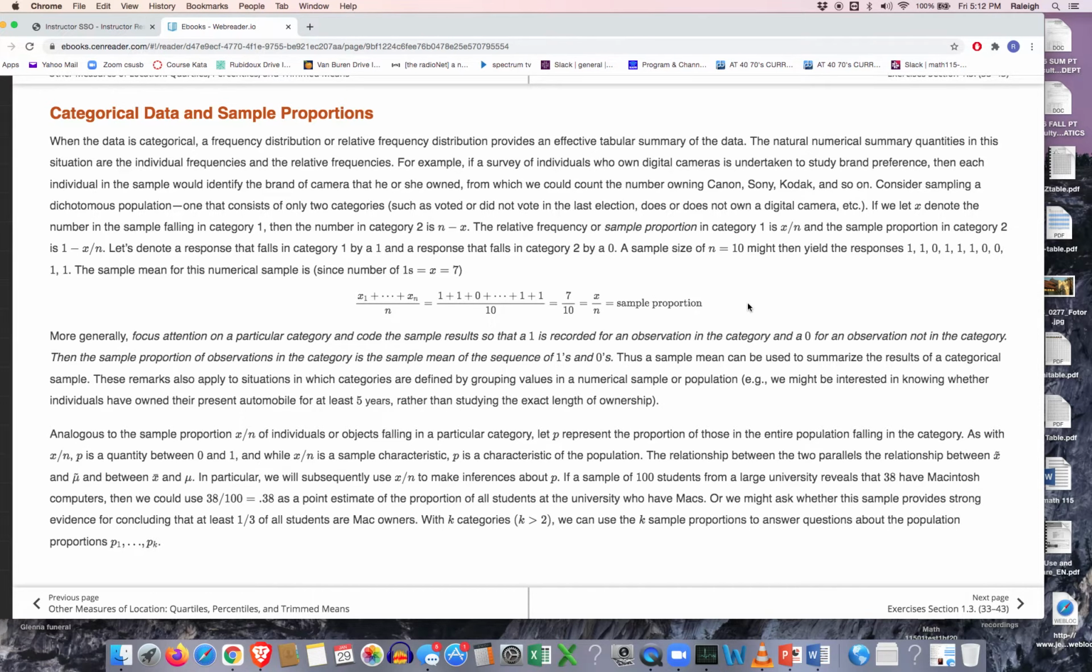But I'm not sure how important this is. I'm just kind of glossing over it here. But we do have 1 for an observation in the category, 0 for the observation not in the category.